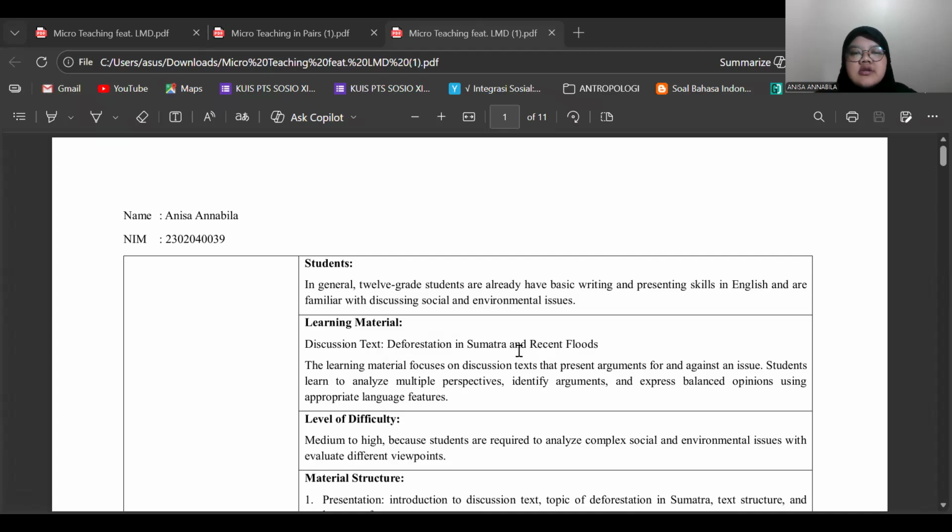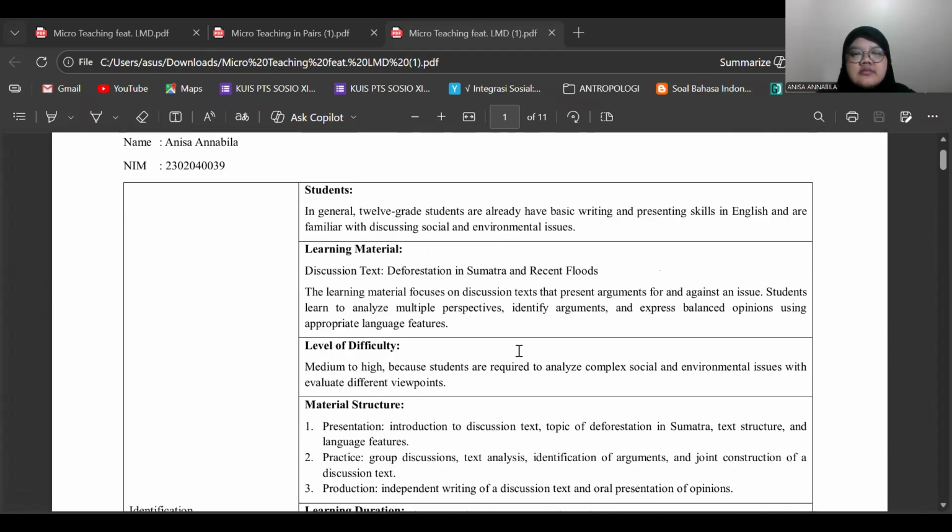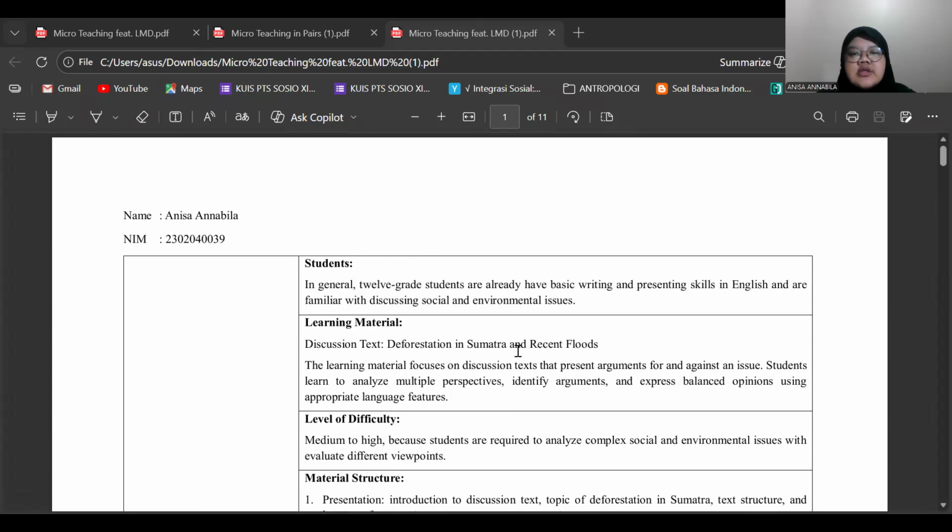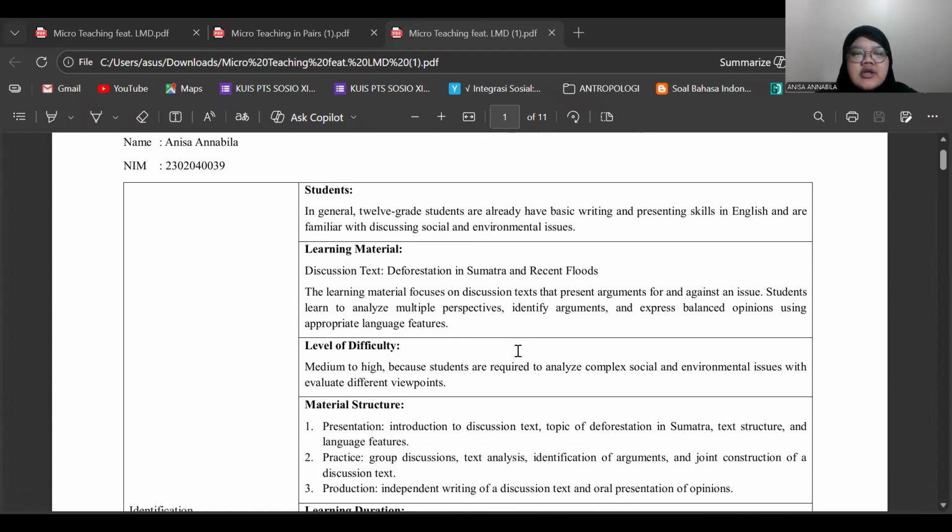Let me share screen first. Okay, there's the identification. In general, 12th grade students already have basic writing and presenting skills in English, and are familiar with discussing social and environmental issues. The learning material is discussion text, deforestation in Sumatra, and recent floods. The material focuses on discussion text that presents arguments for and against an issue.